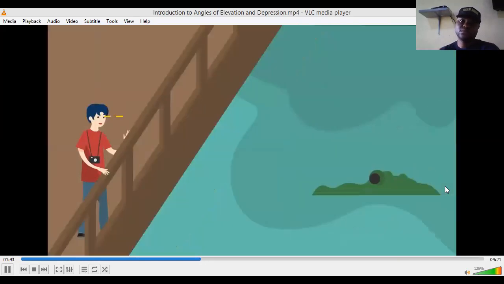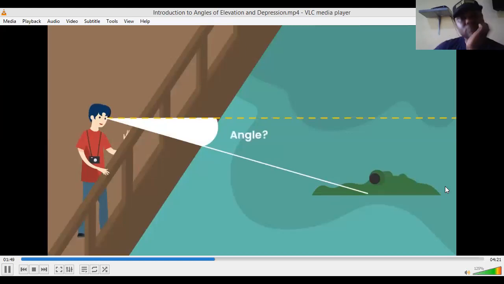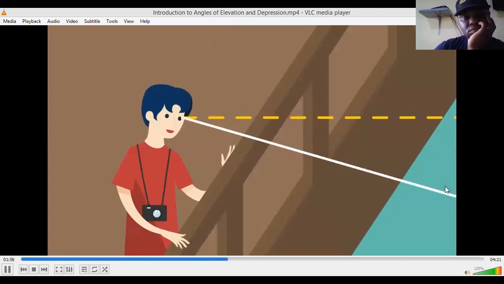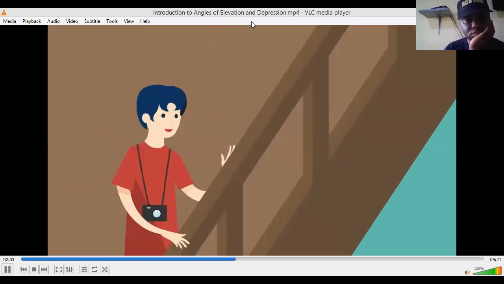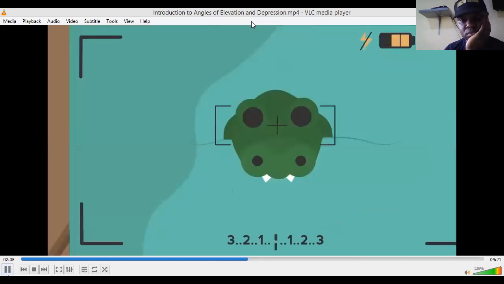At the farm, he sees the crocodile and he looks down at it. When he looks down, there is an angle formed. Let's find out where this angle is. Remember, Dylan was looking straight like this just now. Then he looked down at the crocodile. There is an angle here. This is the angle of depression. Depress means downwards. With this angle of depression of the crocodile from Dylan, he takes a picture of it.